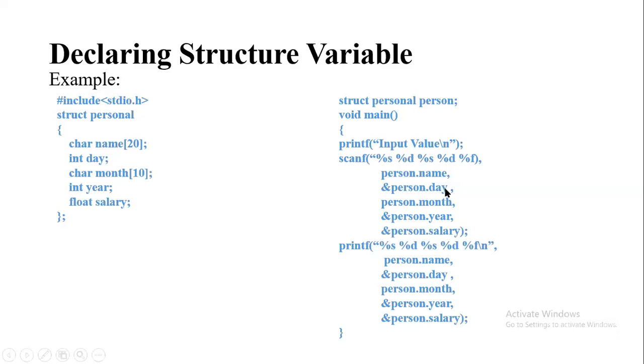Person.day is the day on which he was born. Person.month, it is a string, so again no need of ampersand. Next, person.year, so %d. So these are string, int, and float. Person.year is an integer, and next person.salary is float. So we took input for all the 5 values. Say we enter the name of the person, date say 3, month February, year some 2000, and salary some 50,000. So it will take input.